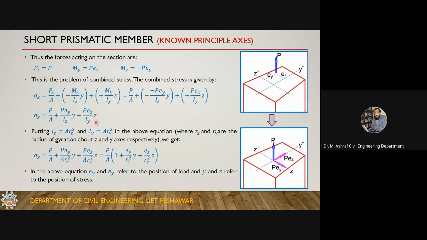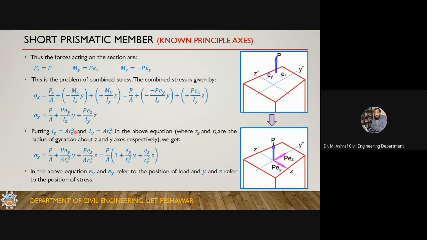We'll talk about this one. There is a problem, and when we study the problem you will see that you will get a plane of stresses. So this is not a fiber stress equation. This is a stress equation, but it will give you a plane. This is the equation of a plane, meaning the stress created will be like a plane. Now this is the stress equation which is applicable to this prismatic member. We can write this equation in another form also.